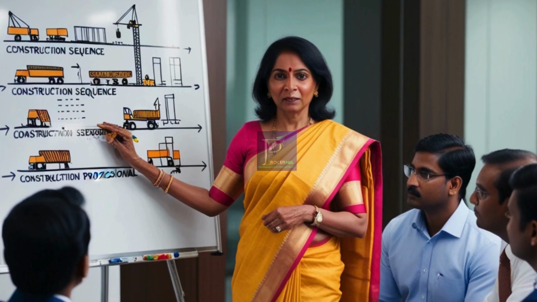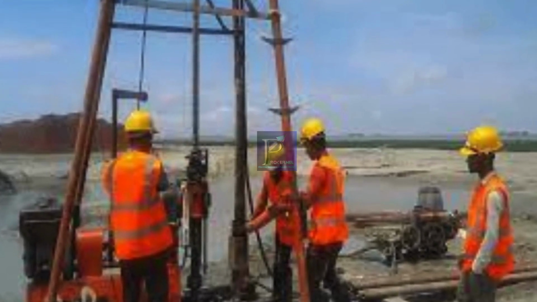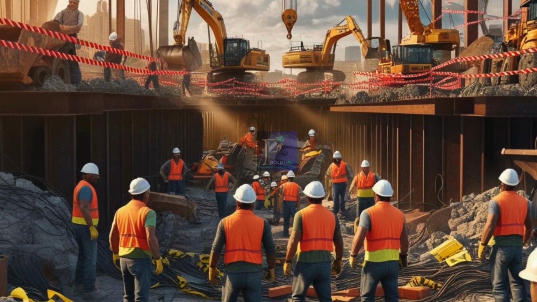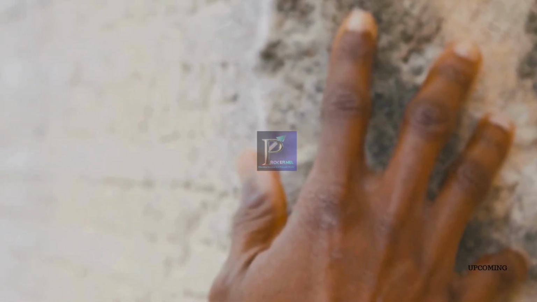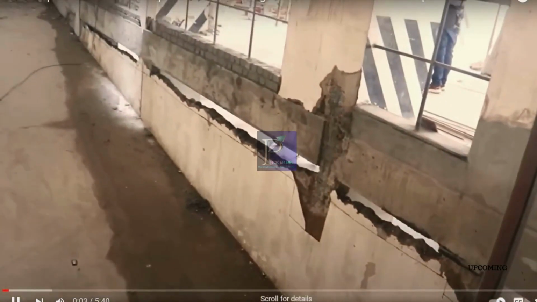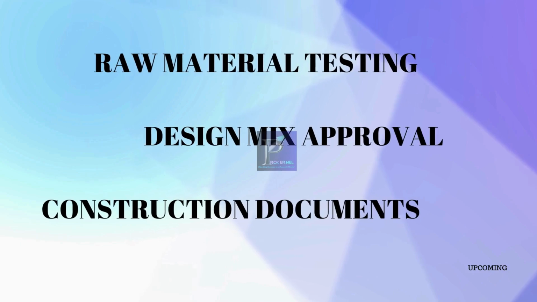Understanding these common issues and addressing them promptly is key to maintaining the integrity of concrete structures and avoiding costly repairs in the future. In our upcoming videos, we will discuss other types of concrete issues such as corrosion and explore a systematic quality assurance approach to prevent these problems.